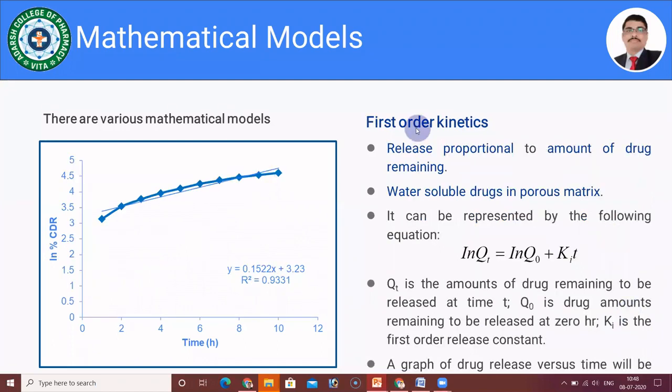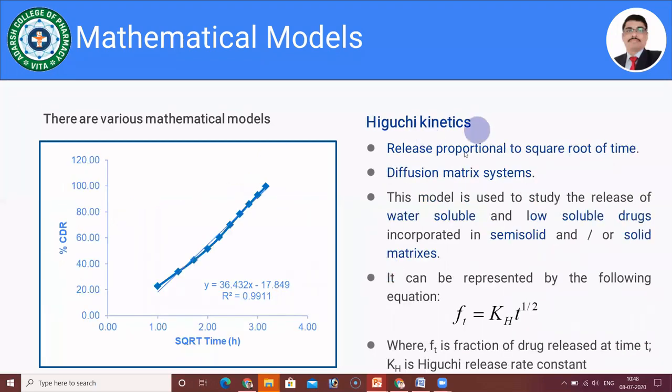In the case of first order release kinetics, release is proportional to the amount of drug remaining. Generally the water soluble drug when placed into a porous matrix follows first order kinetics. The equation we are using is ln Qt is equal to ln Q0 plus K1t. So Qt is the amount of drug remaining to be released at time t, Q0 is the amount of drug remaining to be released at time zero, and K1 is the first order release constant, and this is the graph for the first order kinetics.